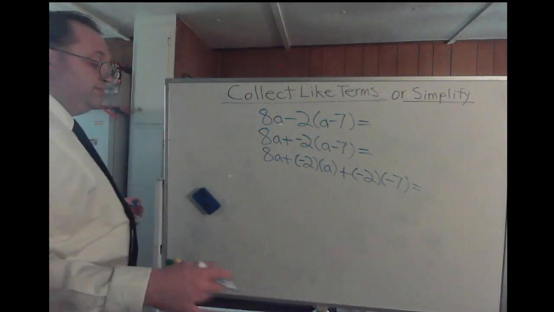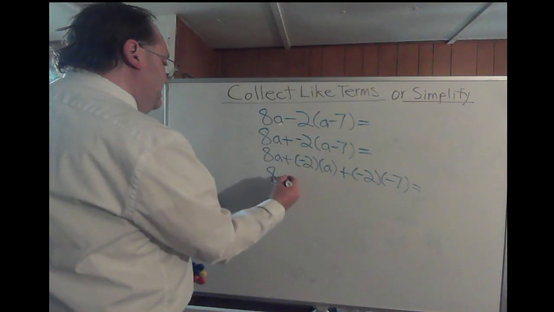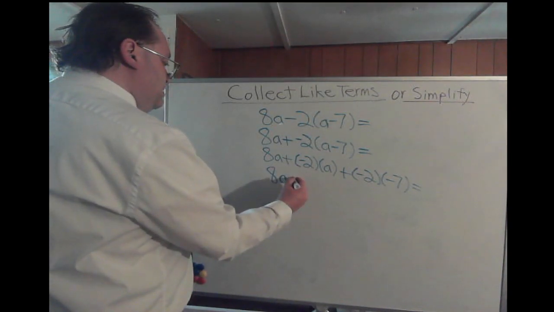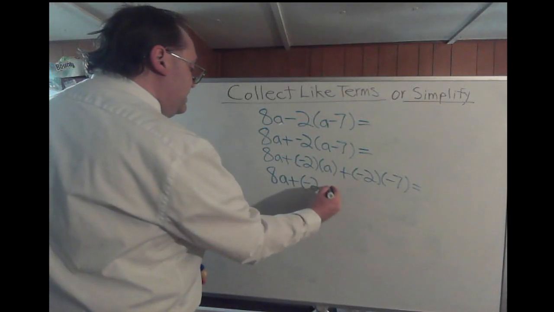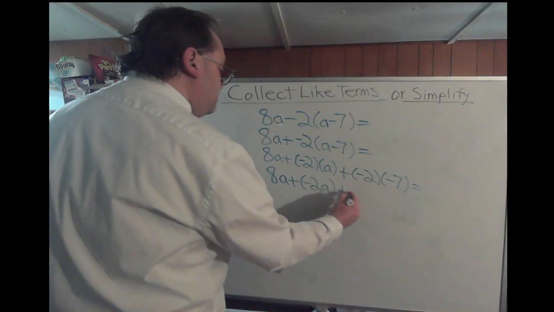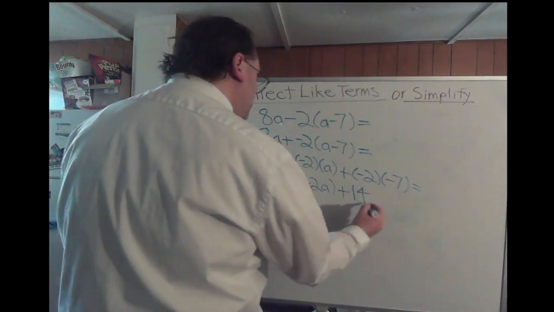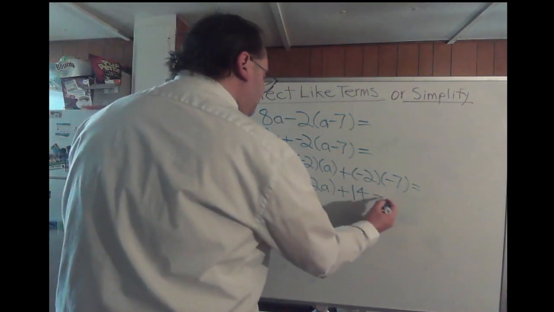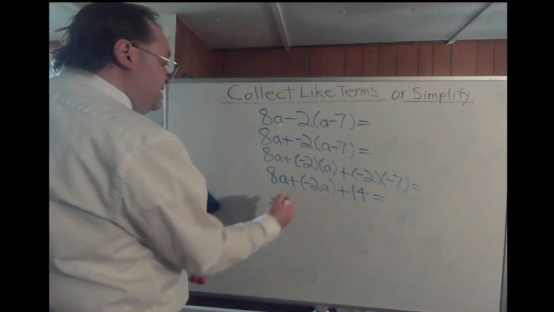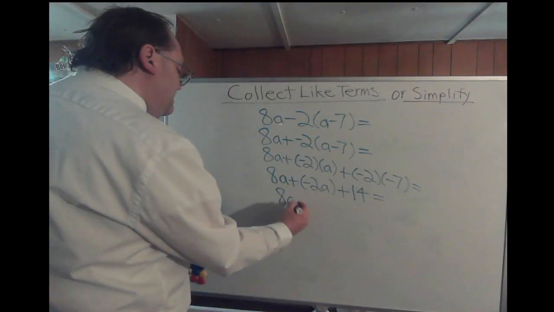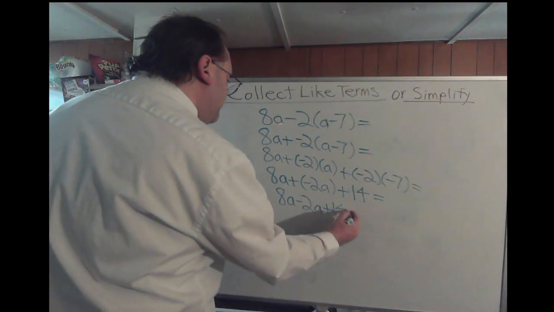Alright, now you do your multiplication since you've dealt with your distributive. You'll have 8a plus, what is negative 2 times a? That's negative 2a. Plus, what is negative 2 times negative 7? Positive 14. So, we can rewrite that 8a plus negative 2a, plus negative is minus. That would just be 8a minus 2a plus 14.